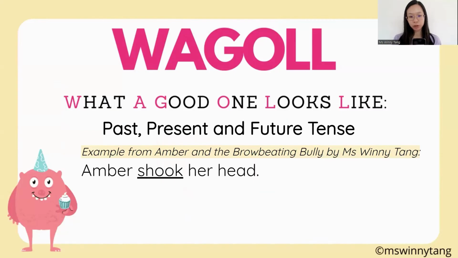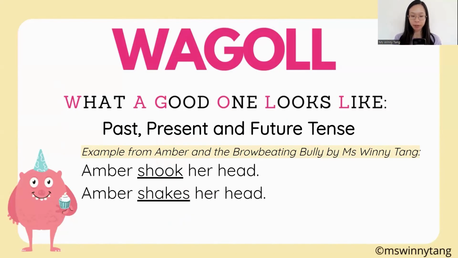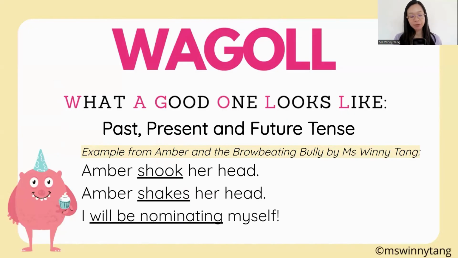We've got Amber shook her head. Amber shakes her head. So shook is in the past tense. It happened in the past, and shakes is if she were doing that in the present time. So if she was doing that right now. Amber shakes her head. And then for the sentence, I will be nominating myself, will be is talking about the future. So in the future, she's thinking of nominating herself.